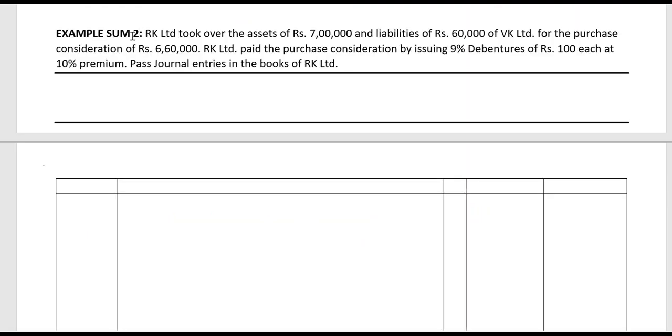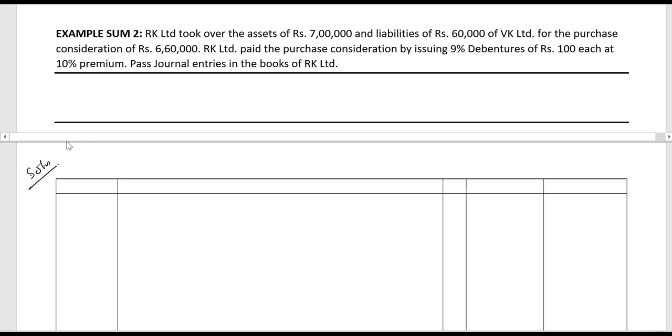Example sum 2. RK Limited took over the assets of rupees 7 lakh and liabilities of rupees 60,000 of VK Limited for the purchase consideration of rupees 6,60,000. RK Limited paid the purchase consideration by issuing 9% debentures of rupees 100 each at 10% premium. We are asked to pass the necessary journal entries in the books of RK Limited.